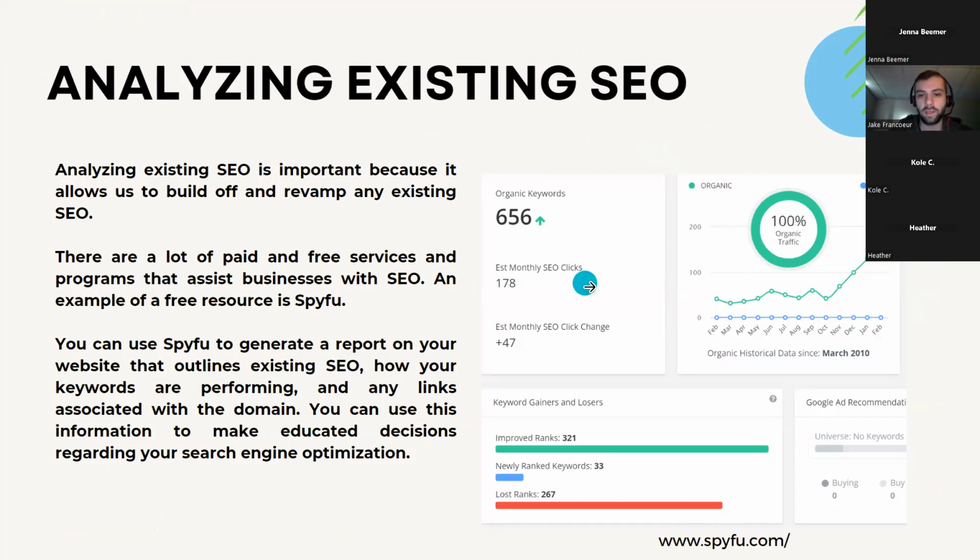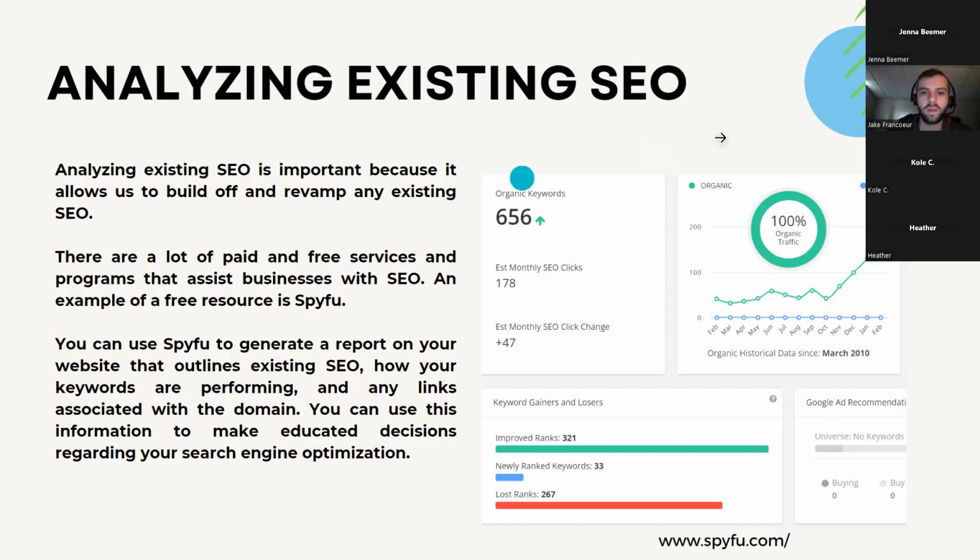So on the right here, you can see this picture. This is SpyFu. We're going to go through the picture in a second and explain what you're seeing and what it means. You can use SpyFu to generate a report on your website that outlines existing search engine optimization, how your keywords are performing, and any links associated with the domain. You can use this information to make educated decisions regarding your search engine optimization. So let's take a look at this picture here.